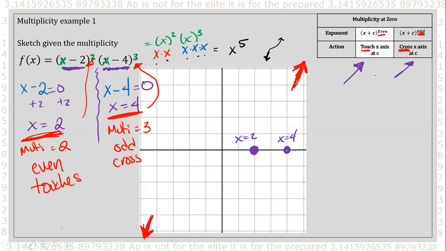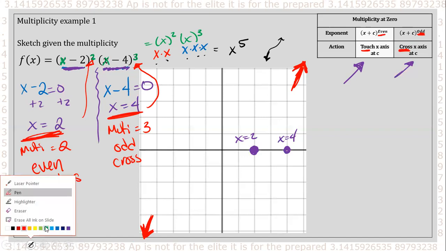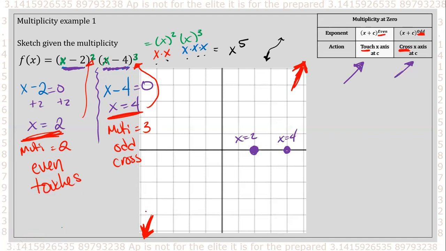Okay, so we always start from the left. According to this, it is below right here, so I'm going to get a different marker. It is below right here, so it's going to go to my x equals 2. Because it told me that it touches, it's below, so it's going to go right here, touch it, and bounce back, right? It's going to touch the x-axis and bounce back. It doesn't have to be pretty, guys, but it touches, it doesn't cross. When x equals 4, it's odd.